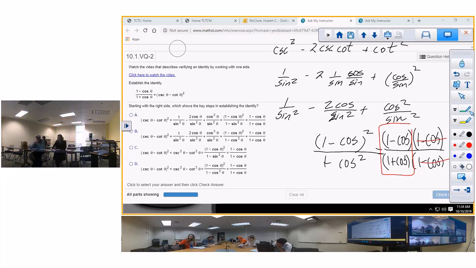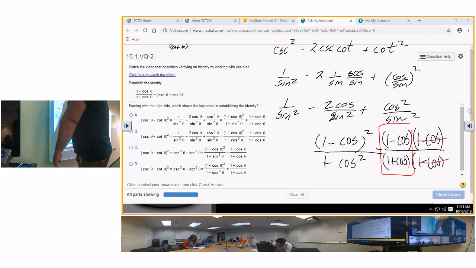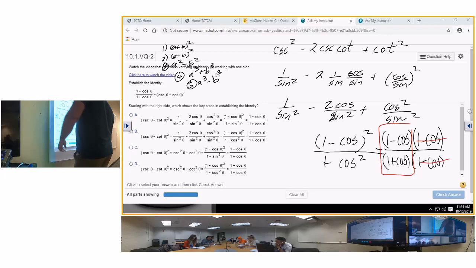A, we went over this in the review section. A plus B, quantity squared, is shortcut number 1. Shortcut number 2, A minus B, quantity squared. Shortcut number 3, A squared minus B squared. Shortcut number 4, A cubed plus B cubed. Shortcut number 5, A cubed minus B cubed. Which one is it?